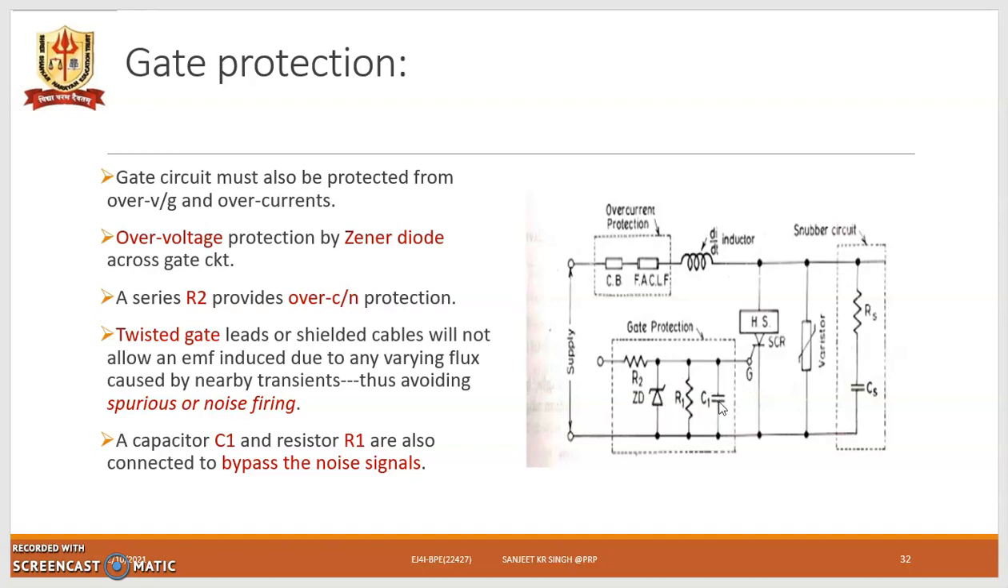And lastly, we have the resistor R1 and capacitor C1 also connected, which will bypass the noise signal rather than triggering the SCR. Moreover, here we can see there is a heat sink to keep the temperature under control, which will provide protection from thermal damage. And here we have the di/dt coil that will protect it from a high rate of rise of current. So the snubber circuit alone is not sufficient; most generally it is followed by the di/dt coil.